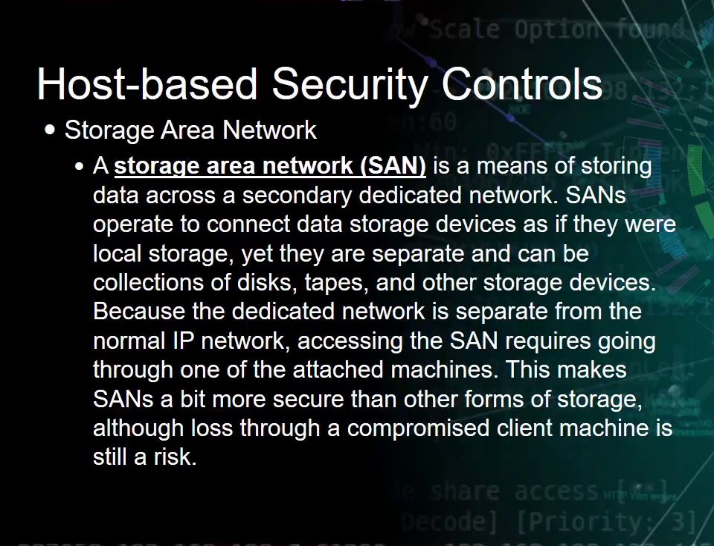We touched on this back when we talked about physical devices some chapters back: storage area networks. A storage area network is a means of storing data across a secondary dedicated network. SANs operate to connect data storage devices as if they were local storage, yet they are separate and can be collections of disks, tapes, and other storage devices. Because the dedicated network is separate from the normal IP network, accessing the SAN requires going through one of the attached machines. This makes SANs a bit more secure than other forms of storage, although loss through a compromised client machine is still a risk.